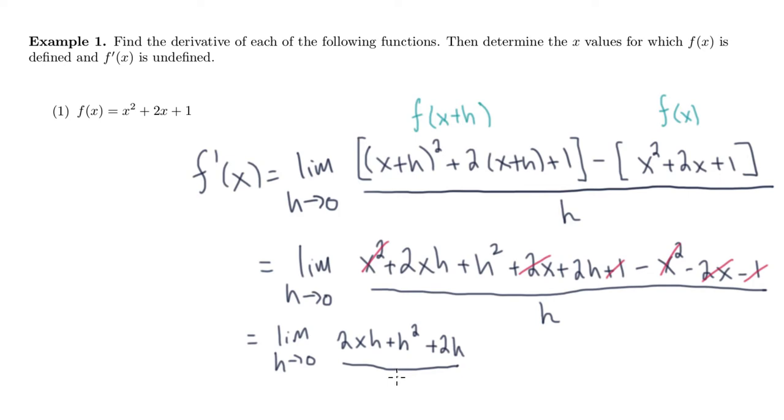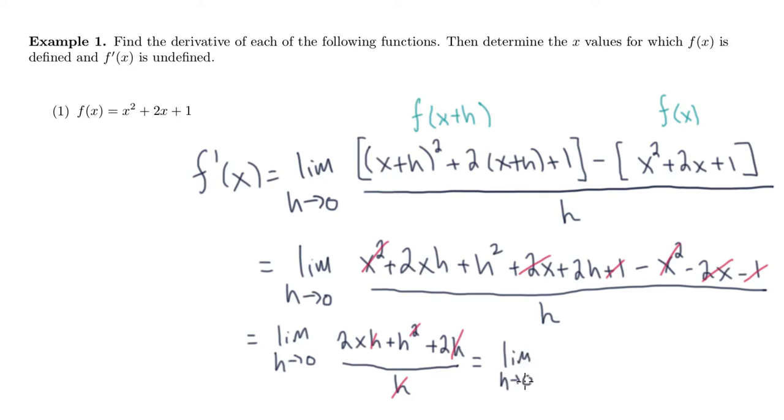All over h. And now look, we're taking the limit as h goes to 0. So we can actually cancel one of these h's from the numerator and the h from the denominator, because each term in the numerator has at least one factor of h, and the denominator has a factor of h. So we cancel, and we're almost there.